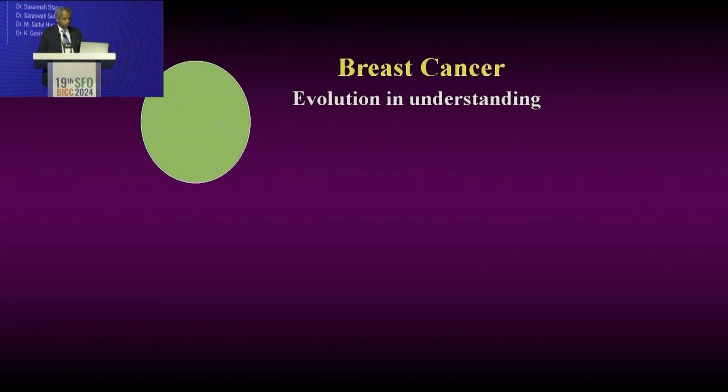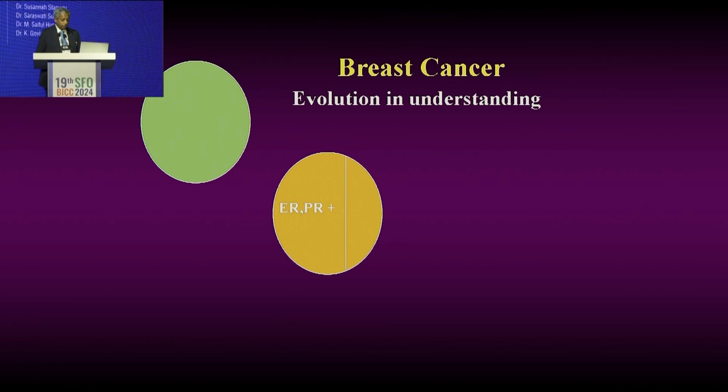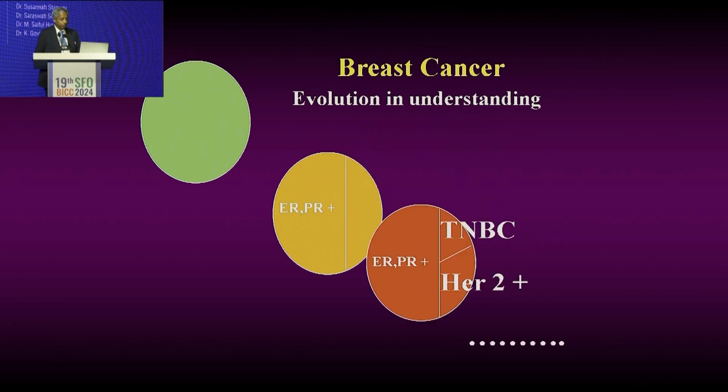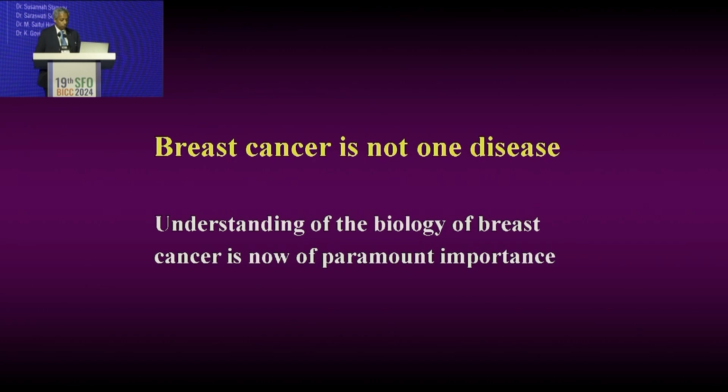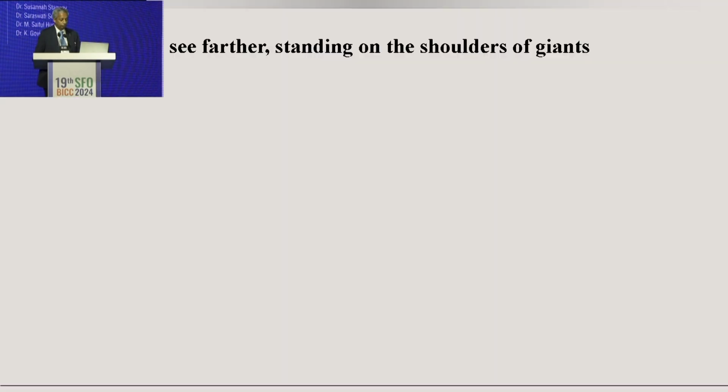So for a long time we thought breast cancer was a single disease, but we have understood that it is not so because of a lot of people working in the lab and helping us. We came to know that we have something called ER/PR positive, and soon we realized that there's something called HER2 positive and a set of these patients who are triple negative. So today we know that breast cancer is not one disease, and it's important that we understand the biology because we need to treat them differently.